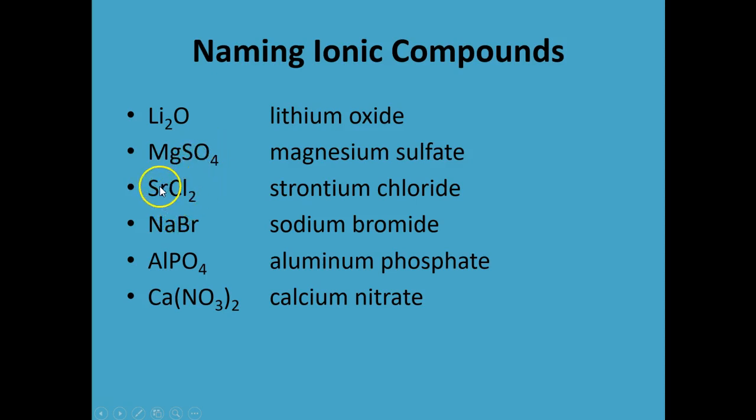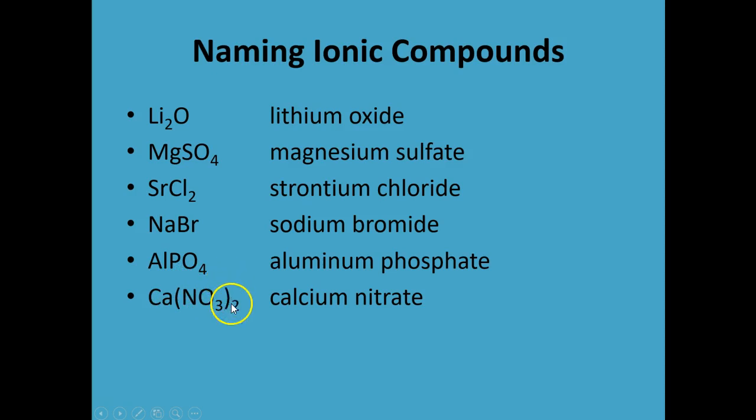Here we have monatomic ions, strontium and chloride, so its name is simply strontium chloride, and again, we change that chlorine to chloride. Same for sodium bromide. Here you've got a polyatomic ion, the phosphate ion, and so that is aluminum phosphate. And then finally, again, here's a polyatomic ion, nitrate.